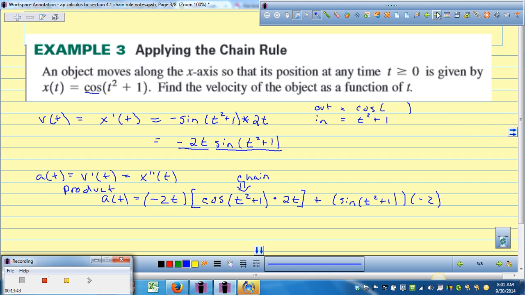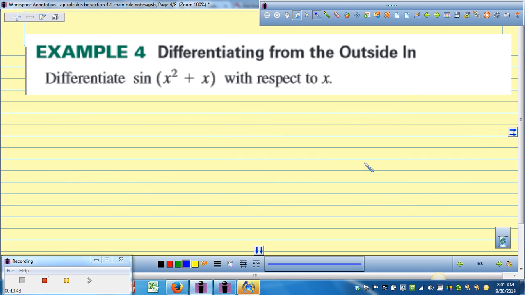Let's try another one. All right, try that one, please. At your desk, give it a try, and then we'll go over it up here. Okay, so we have sine of x squared plus x. Who is willing, please? Tell me what we have. Becky? Go ahead. Cosine of x squared plus x, times 2x plus 1. That's it. Derivative of the outside, leaving the inside alone, times the derivative of the inside.